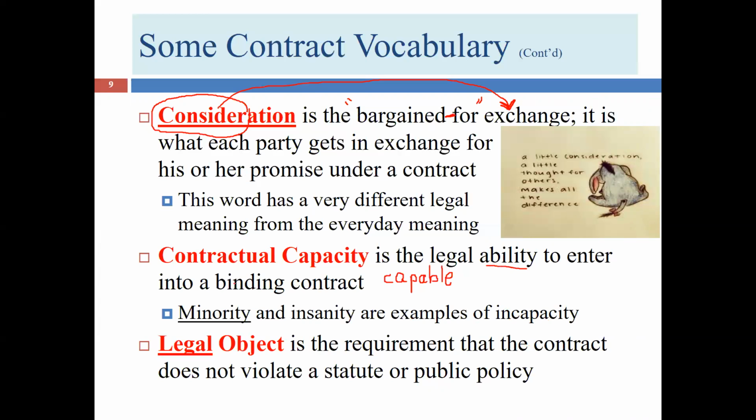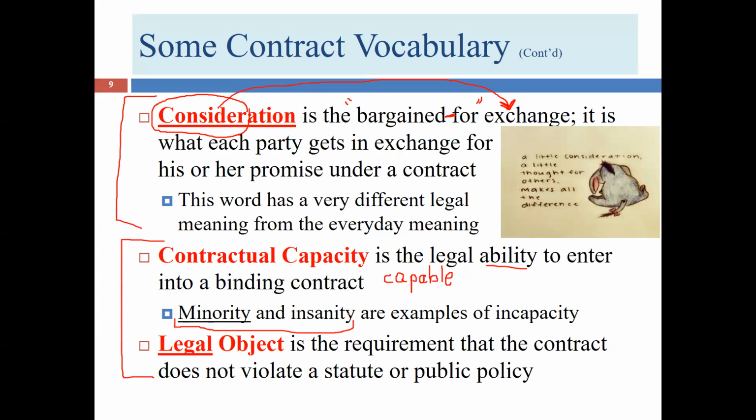We again have a significant section on this. This will share a chapter with legal objects. So these will be together. This will be its own chapter going forward. There's several impediments to having capacity, but the two that are most important legally are minority and insanity.